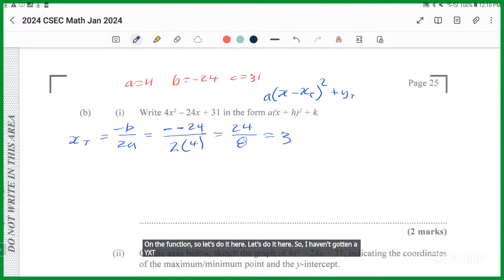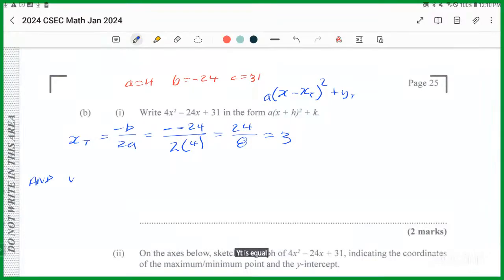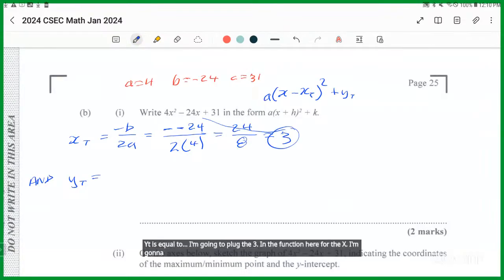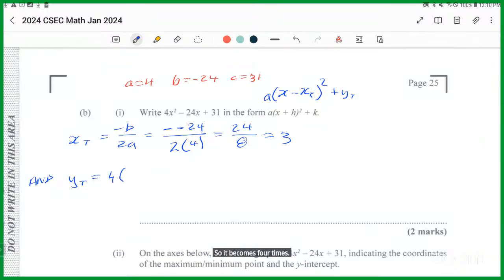We can say yt is equal to, I'm going to plug the 3 into the function here for the x. I'm going to do it the other way as well just to show you. So it becomes 4 times, we're doing this first, 4x squared becomes 4 times 3 squared. Minus 24 times x. We're using 3 for the x. Plus 31. Whatever this works out to will be my yt value.